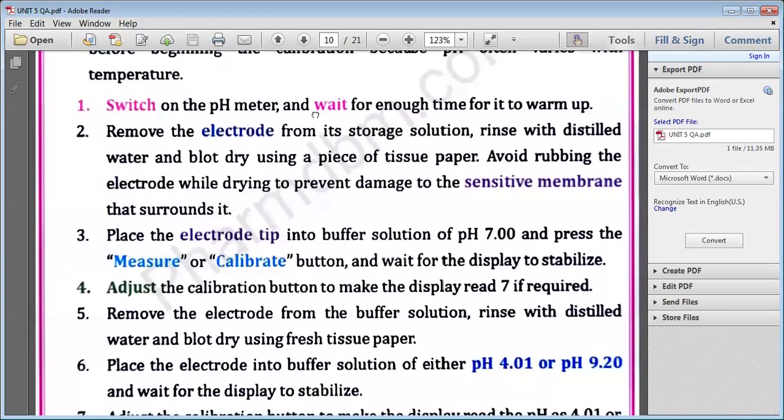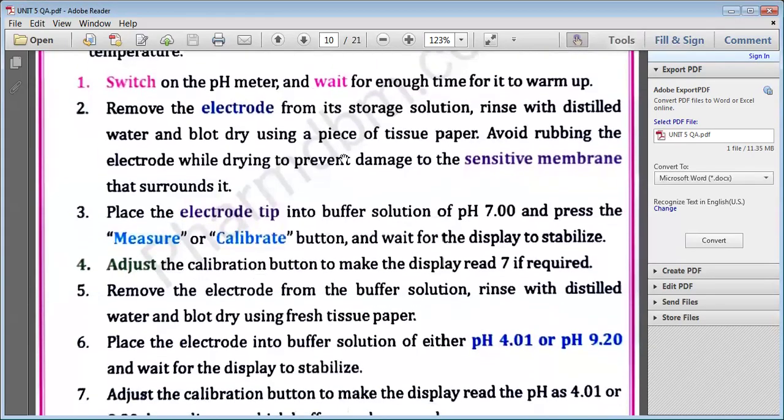So coming to the process of calibration: switch on the pH meter and wait for enough time for it to warm up. Remove the electrode from its storage solution. Rinse with distilled water thoroughly and blot dry using a piece of tissue paper. There is no need to rub the electrode tip or electrode bulb. Rubbing decreases the sensitivity of the electrode.